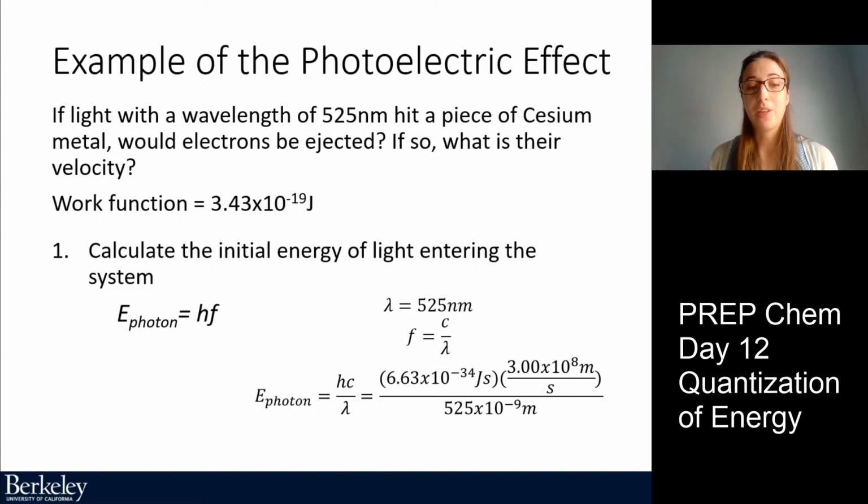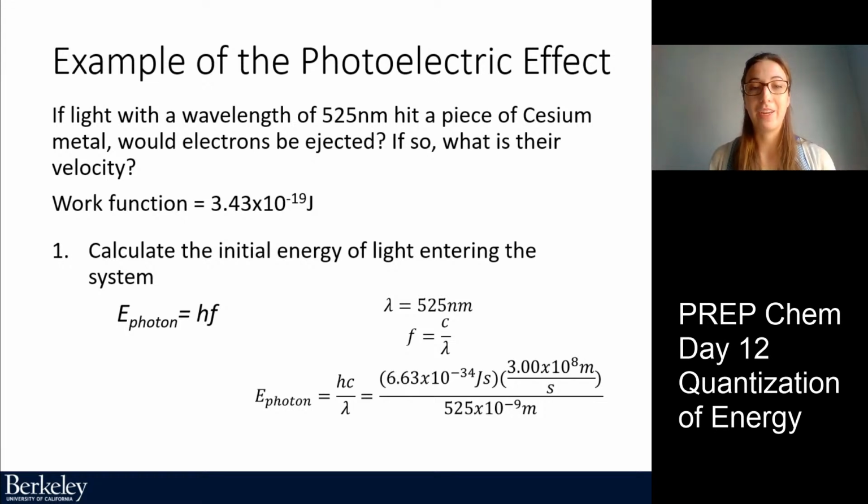So we can substitute that equation into Planck's equation, which gives us the following relationship. The energy of the photon is equal to Planck's constant times the speed of light divided by the wavelength. And I've written out the numbers here. So make sure that you check that all of your units are canceling out correctly.